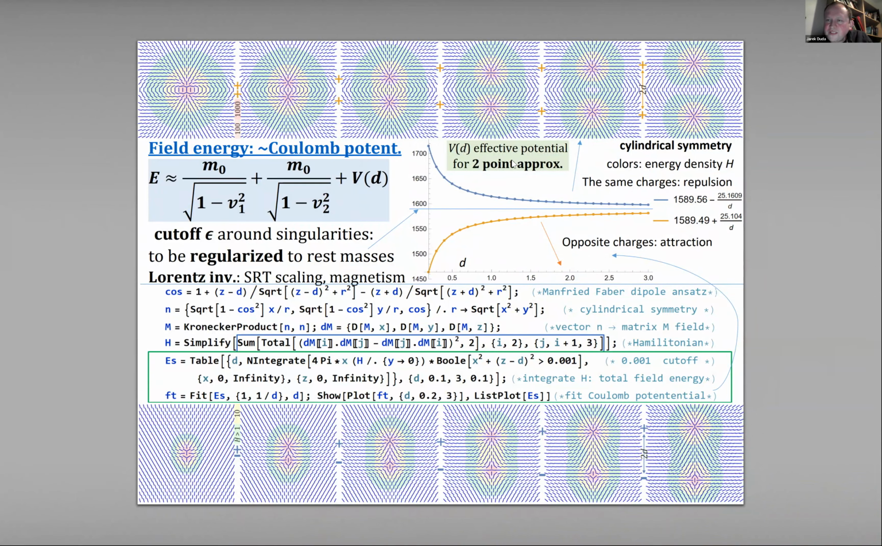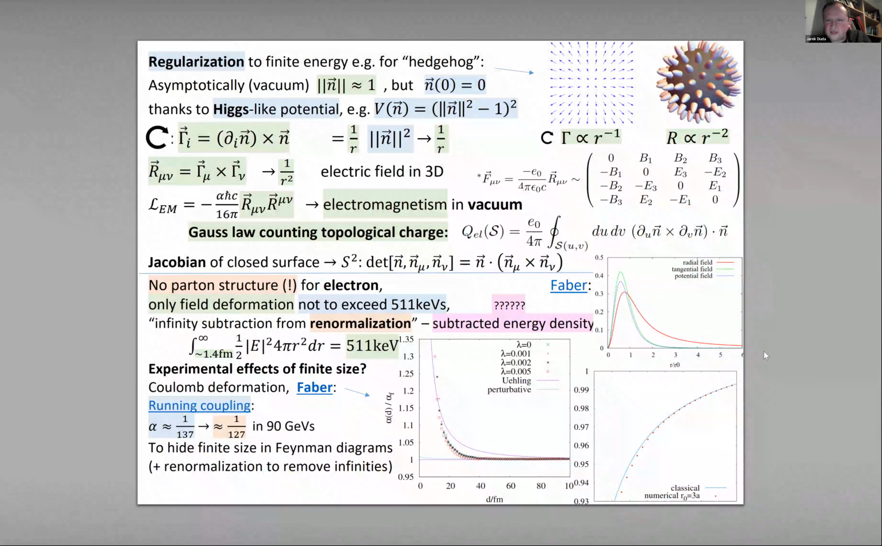So we put them at various distances and calculate the total energy by integrating. There is integration of the energy density, which is visualized with the colors. And doing this numerical integration, you get the Coulomb potential. So effectively, these two topological defects get a Coulomb-like interaction with a tiny deformation. Manfried Faber didn't mention it, but there is a tiny deformation there, and it agrees with the running coupling effect, the effect of finite size that makes the energy of the electric field of the charge finite, the 511 keV mass of the electron.